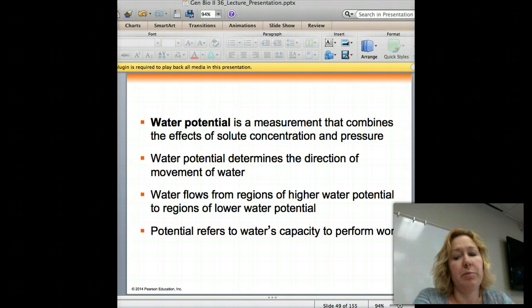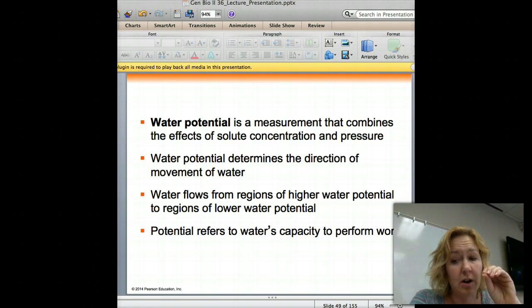Let's talk about water potential. So water potential is a measurement that actually combines solute concentration and pressure. So how much pressure is acting on the water? What's the pressure of gravity? What's the pressure of transpiration? How small is that straw? So a lot of things happen there. There's an equation, there's all kinds of fun things. You don't have to do any of that.